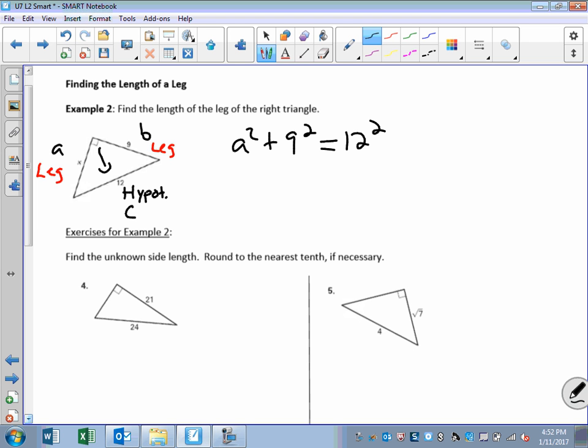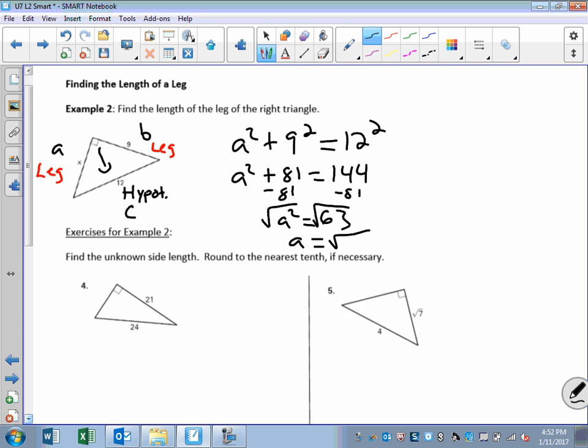Okay. Now, since we have one variable, we can go ahead and solve. So we got a squared plus 81 is equal to 144. We have to undo that plus 81, so we can subtract 81. Now we got a squared is equal to 63. Take the square root of both sides. So we have a is equal to the square root of 63.